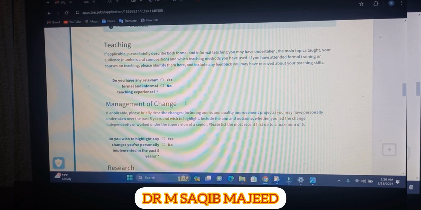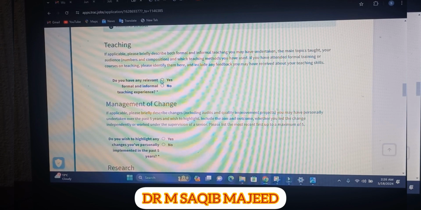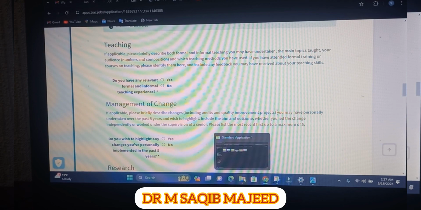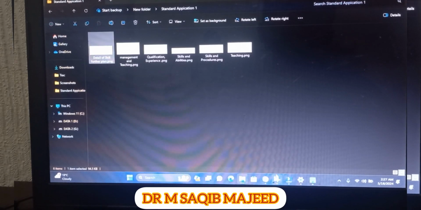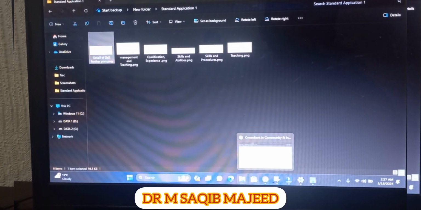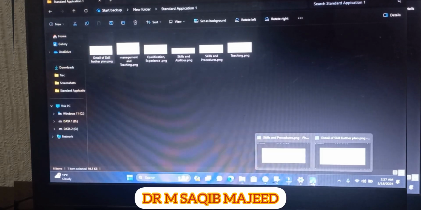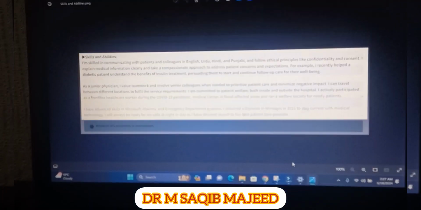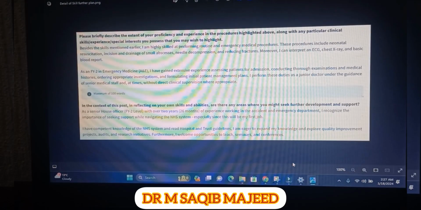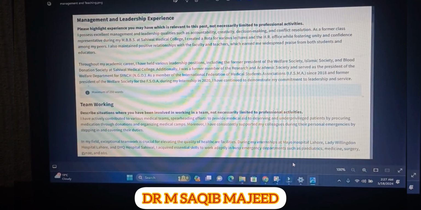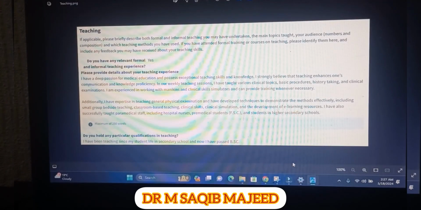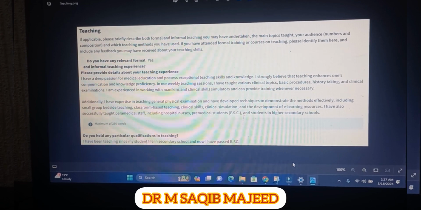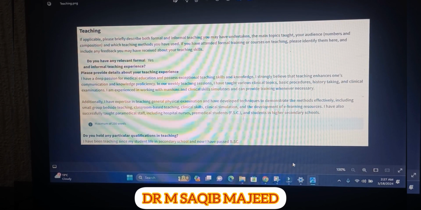So after clicking yes, you can also fill this according to your teaching experience. And if I show you my teaching experience, like how I showed my experience in the application, you can see here. This was the way I used to fill my application's teaching segment, sport information, and also I have done the BSc.